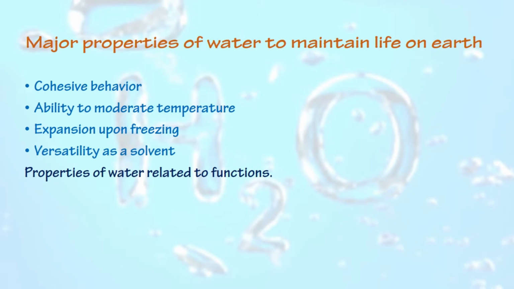What are the properties of water that makes it essential for life? So, under this heading, we are going to see four major properties of water. First, cohesive behavior. Second, ability to moderate temperature. Third, expansion upon freezing. Fourth, versatility as a solvent. So, now let's see the properties of water related to its function.